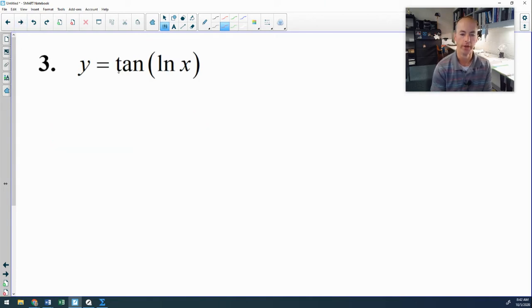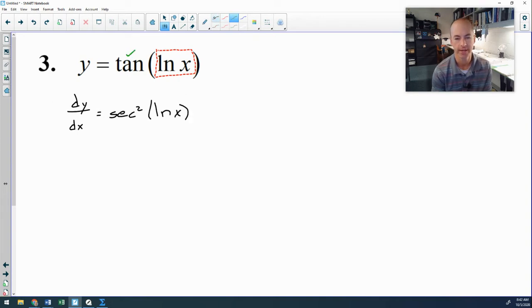Let's try another one. So here I have the tangent of natural log x, and this time I put the natural log on the inside. And so when I do the chain rule here, we have to recognize that this is initially a tangent function, then the natural log inside. So when I do the derivative of this, I start by differentiating tangent, and the derivative of tangent is secant squared. We leave the inside alone.